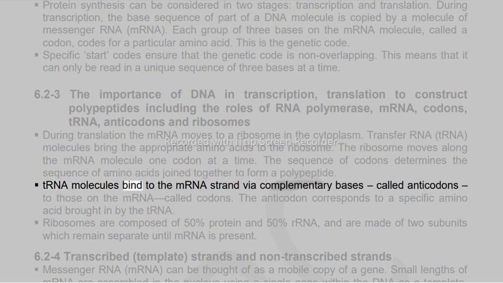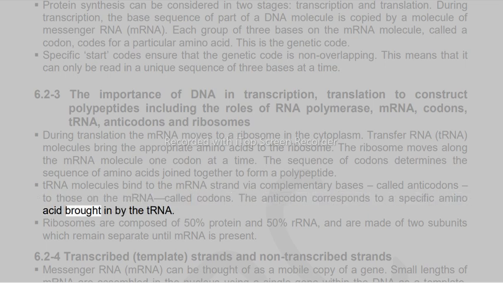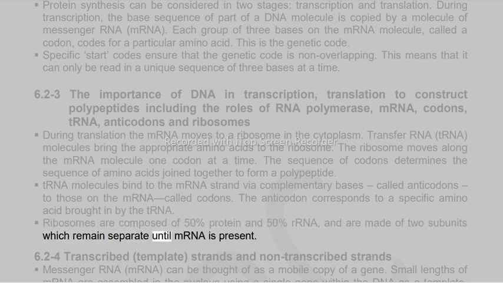tRNA molecules bind to the mRNA strand via bases complementary to those on the mRNA, called anticodons, while those on the mRNA are called codons. The anticodon corresponds to a specific amino acid brought in by the tRNA. Ribosomes are composed of 50% protein and 50% rRNA, and are made of two subunits which remain separate until mRNA is present.